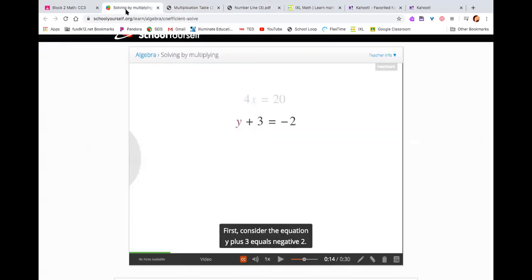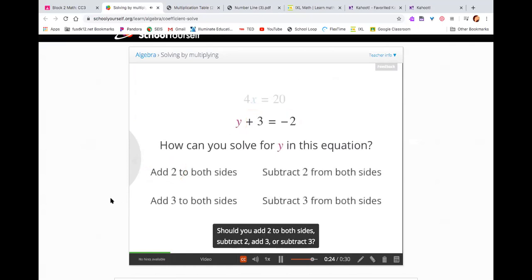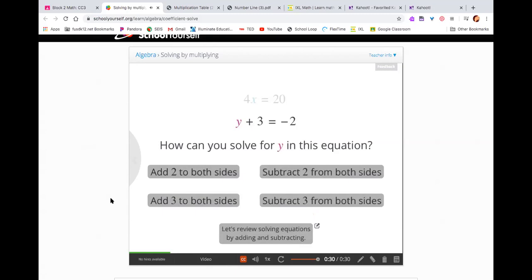So this is what we've been practicing for the past 2 weeks, I think. y plus 3 equals -2. What step can you take to solve for y in this equation? Should you add 2 to both sides, subtract 2, add 3, or subtract 3? And click here if you're not sure. Okay, so we're not talking about the 4x equals 20 anymore. We're talking about this example.